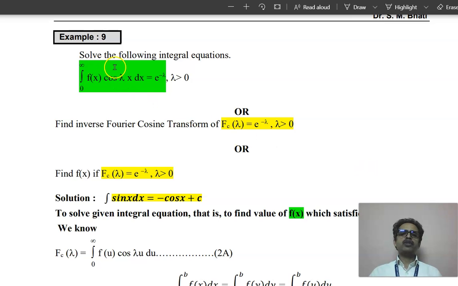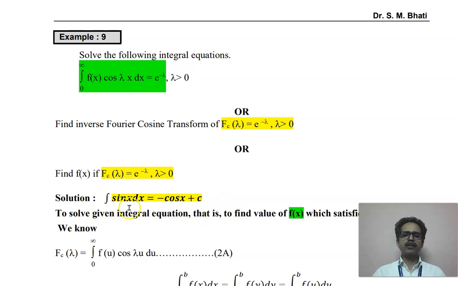Now here is the 9th example. Solve the integral equation. The same question can also be asked as: find the inverse Fourier transform of fc lambda equal to e raised to minus lambda, lambda greater than 0. The same question can also be asked as: find f of x if fc lambda is equal to e raised to minus lambda, lambda greater than 0. Now the simple thing you must know for this problem is that the integration of sin x is minus cos x plus constant. Okay, so as you know, to solve the given integral equation, that is to find the value of f of x which satisfies it.